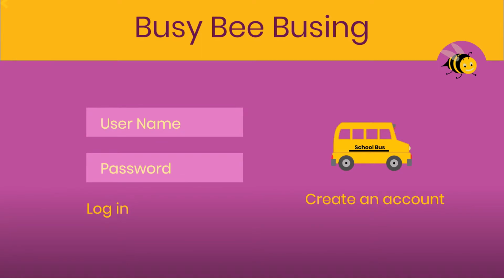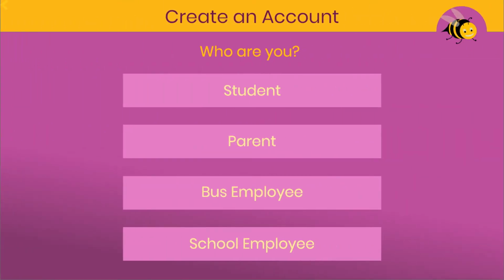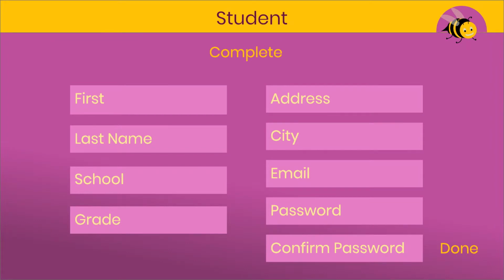So the Busy Bee Busing service's first page is either you log in if you already have an account, or you create an account. You would have to mark down who you are. Are you a student, parent, bus employee, school employee? This is an example of the student page, similar to the parent and the employees pages. You complete this information, then you would click done, and the little bee up here in the right corner is your logout, and it will always take you to the login page.